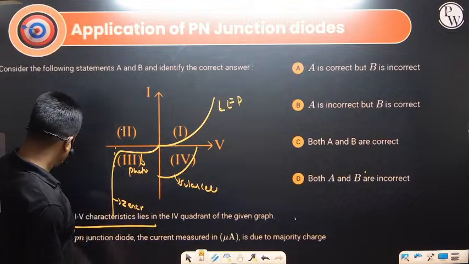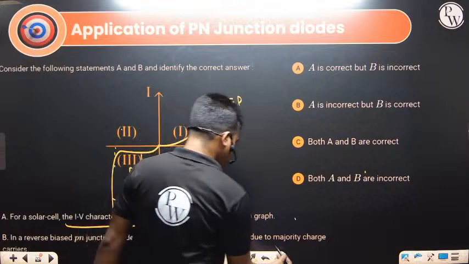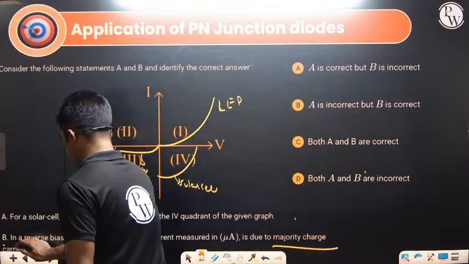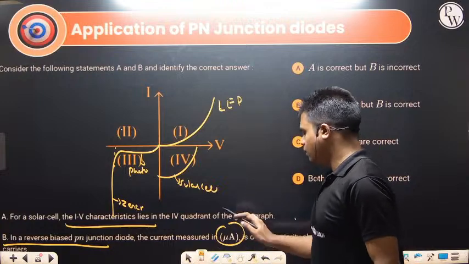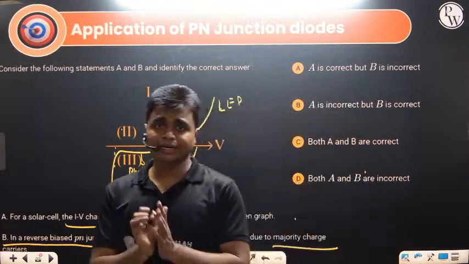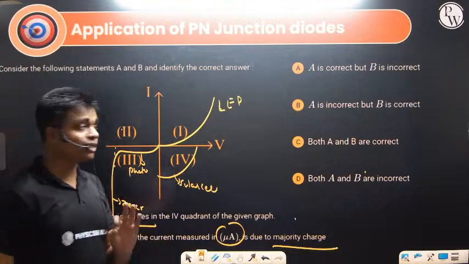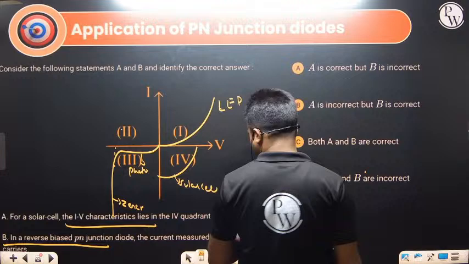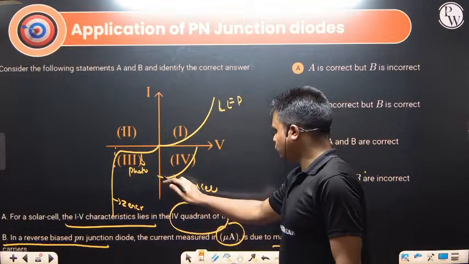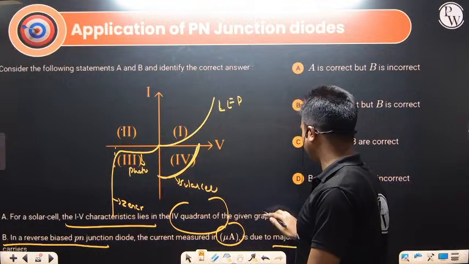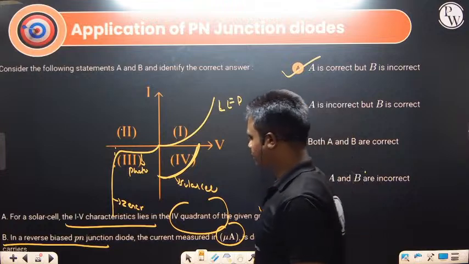In a reverse bias condition, for a PN junction diode, the current measured in microamperes is due to majority charge carriers. In reverse bias condition, the current is mainly because of drift current, and drift current is mainly because of the minority charge carriers. So statement A, that it lies in the 4th quadrant, is correct. Yes, the solar cell graph lies in the 4th quadrant. Statement A is correct, but B is incorrect.